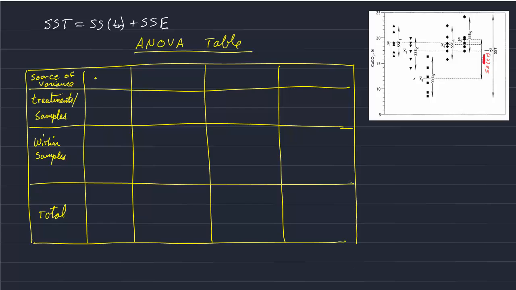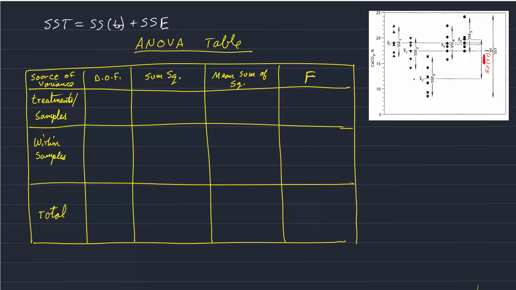And so the first column, that's the first column. The second column is the degrees of freedom. The third column is the sum of squares. The fourth is the mean sum of squares. And then the last is the F values.